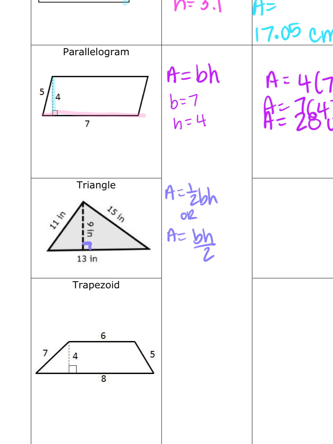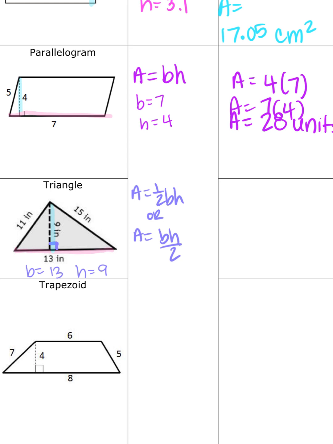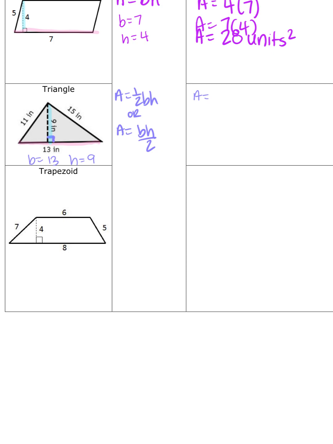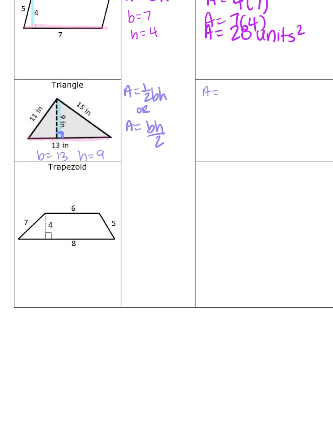So what that means is that this 13 is going to be the base and this 9 is going to be the height. So the base was 13 and the height was 9. Even if you're like, I got this, take the time to rewrite it with those numbers plugged in. So I'm going to write 13 times 9 divided by 2. So now we're going to do 13 times 9, so do that.